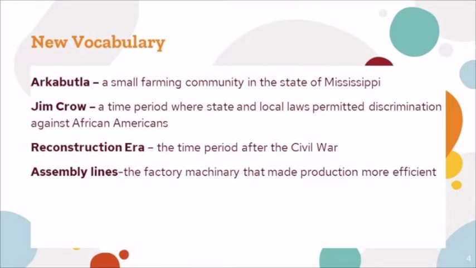Starting with Archibutula. This is a small farming community in the state of Mississippi. Jim Crow, a time period where state and local laws permitted discrimination against African Americans. Reconstruction era, the time period after the Civil War. Assembly lines, the factory machinery that made production more efficient.